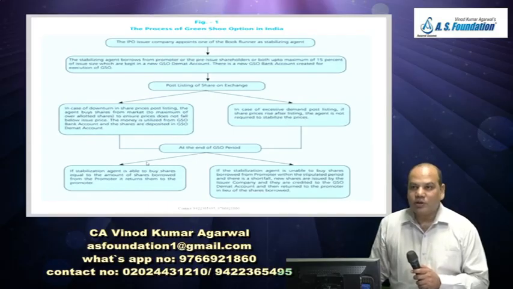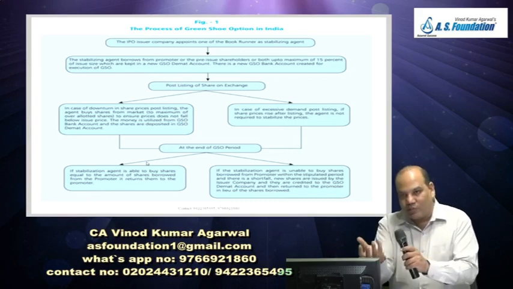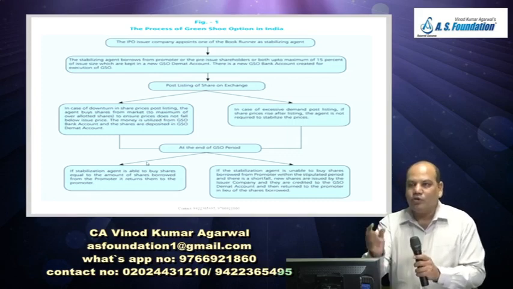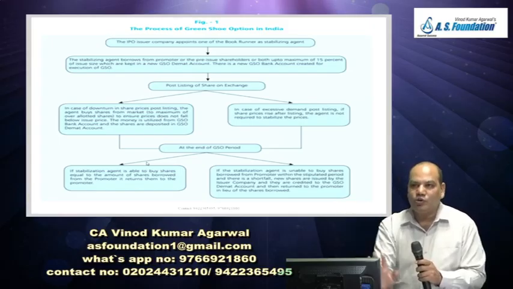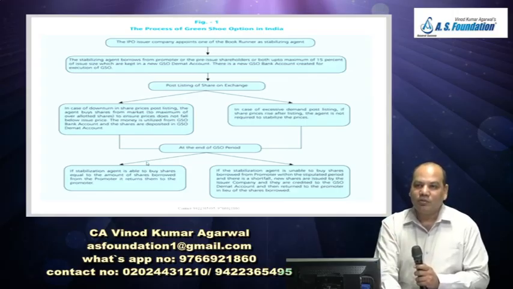Your note does not discuss what if it does not buy the entire 15,000 shares but only buys less than 15,000 shares. So in that case the differential shares will be issued by the company, and if there is any balance left in that GSO bank account, that will go to the investor education fund.